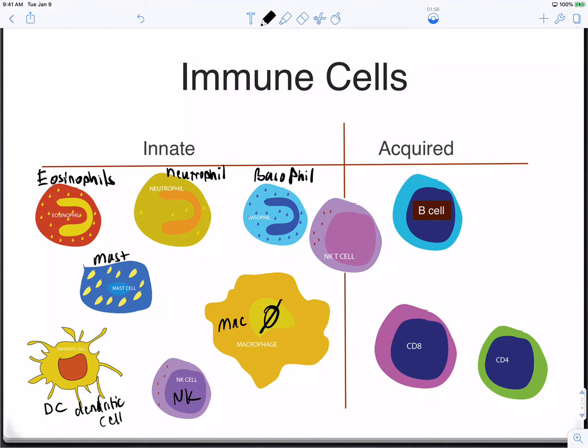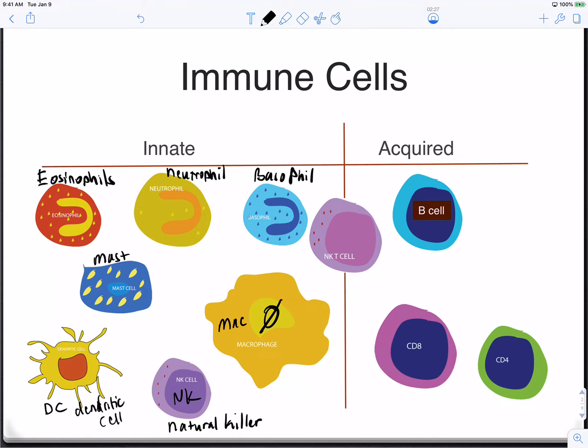The final cell in your innate response is your natural killer cell. And this implies that it's a killer cell, and it does just that. It goes around and kills cells that are infected with bacteria, with viruses, cells that are stressed, cells that need to be removed because they're damaged in some way, UV radiation or any of those. So your natural killer cell has the ability to identify those types of cells and kill them.